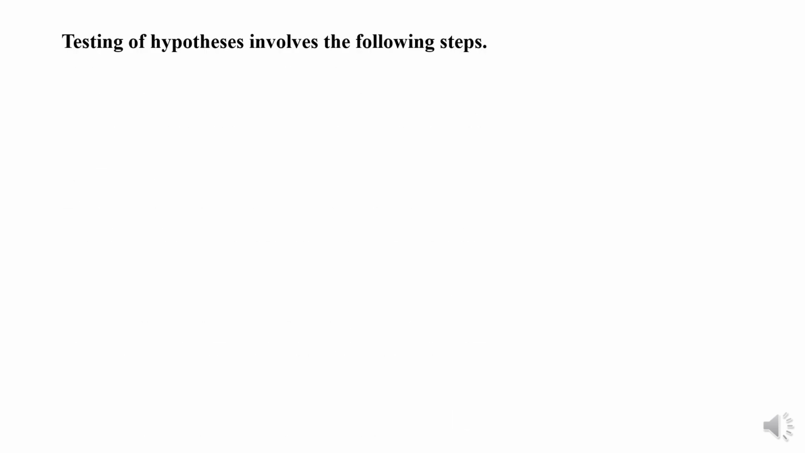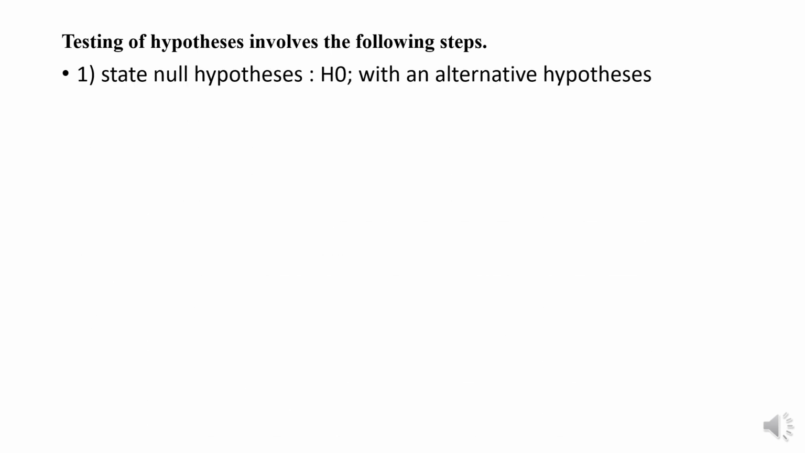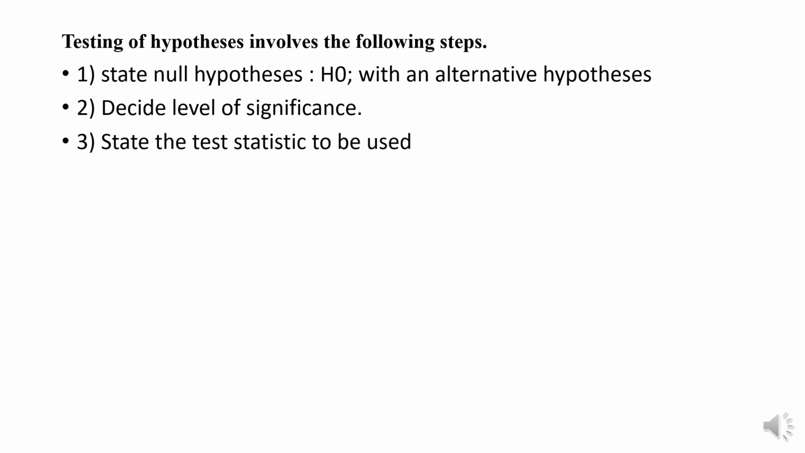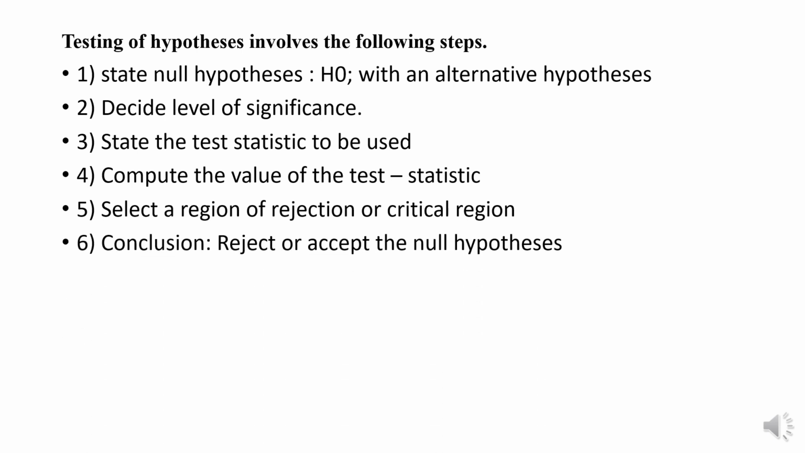So testing of hypotheses involves the following steps. Number one, state the null hypothesis, H naught, with an alternative hypothesis. The second step is to decide the level of significance. The third step is to state the test statistic to be used. The fourth step is to compute the value of the test statistic. The fifth step is to select a region of rejection or critical region. And the sixth and last step is to conclude whether to reject or accept the null hypothesis.